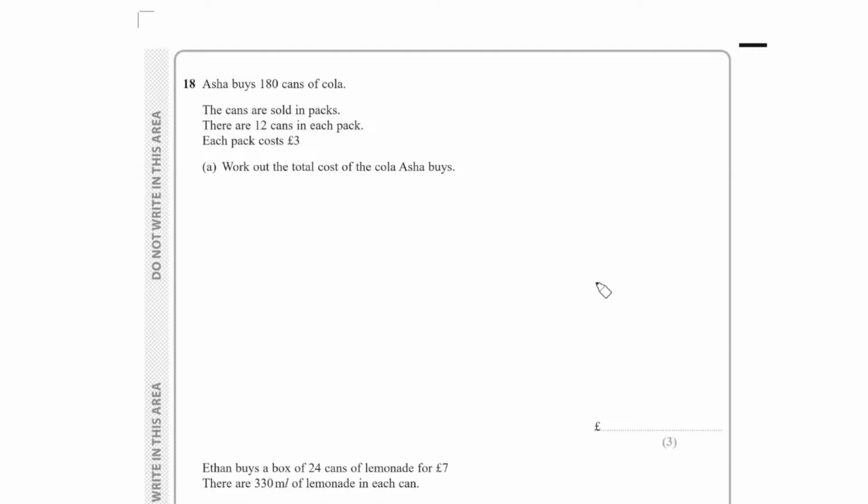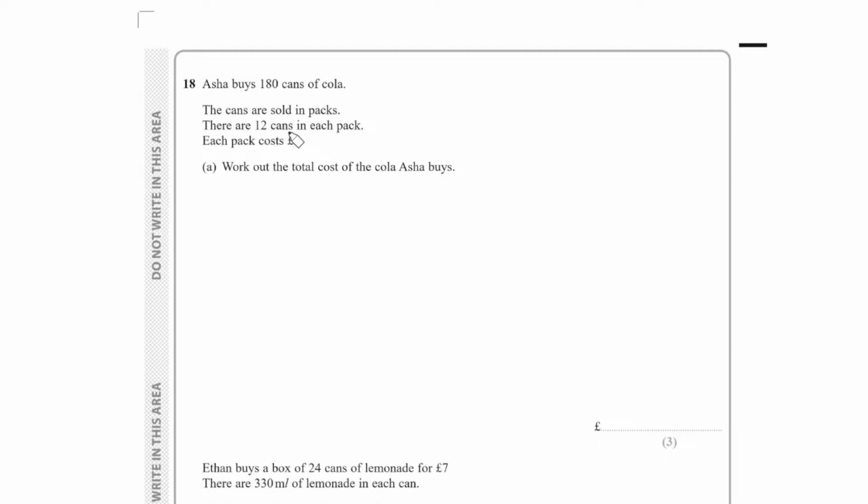Okay, question 18. Asha buys 180 cans of cola. The cans are sold in packs. There are 12 cans in each pack, and each pack costs £3. So work out the total cost of the cola Asha buys. So how much does she pay in total?